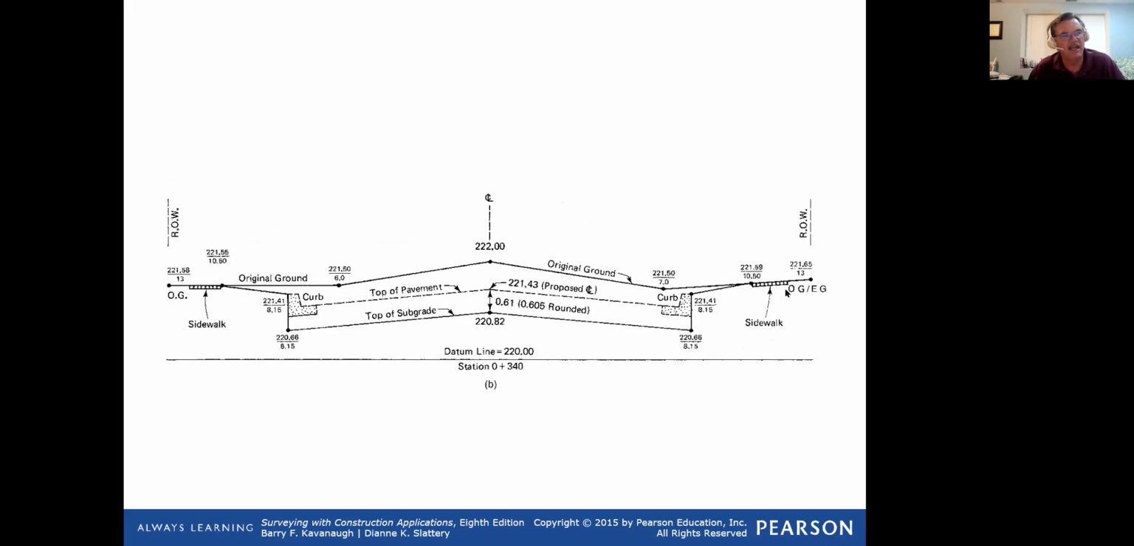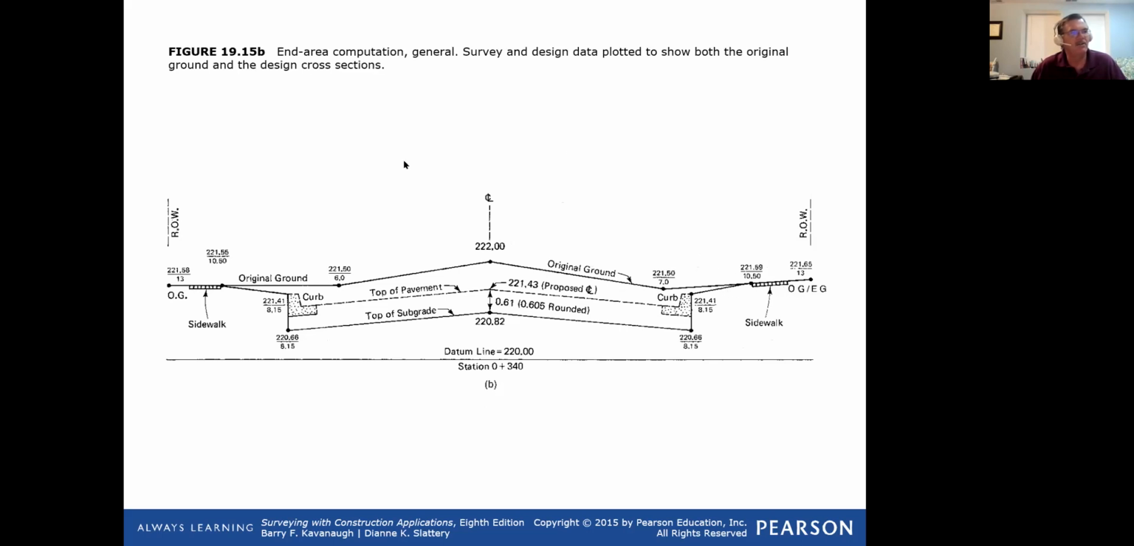This next slide actually takes you a little step further. We have original ground and we have sidewalk. So we've got an extra component stuck in over here on each side. And we have this original ground. So what this is looking at, and really what you're going to get, is one more distance. Typically, you're going to have one more thing.